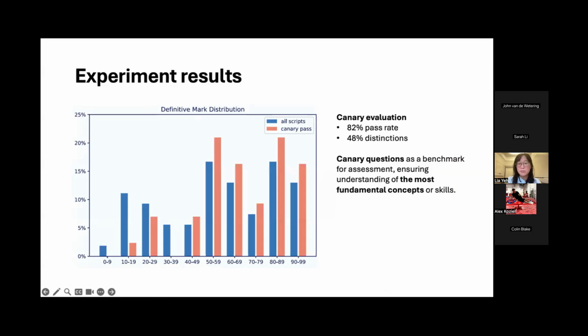I hope so. So here's just the bar chart of the distribution of the exam scores. The blue is for all students, and the orange is for those who also passed the canary question, which is most of the students. Almost all of the students who did not pass the canary question failed the course.